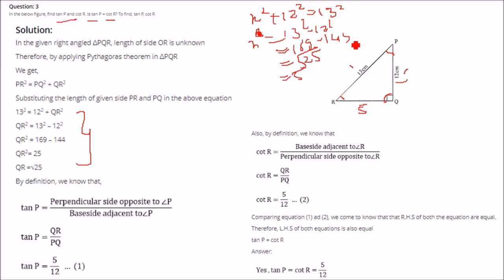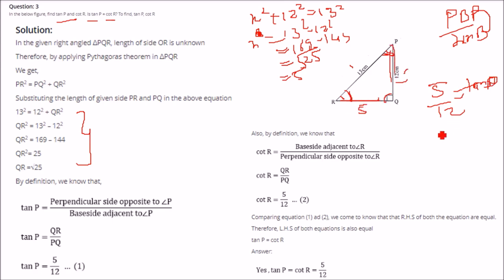So we'll use this directly. Coming to tan P. Tan is perpendicular by base. For this angle P, perpendicular is 5, base is 12. So 5 by 12. This is tan P. Coming to cot R. For this angle R, what is cot? Base upon perpendicular. For this angle base is 5, perpendicular is 12. So 5 by 12. This is also cot R. So if you see, these two are equal, so this is also true.